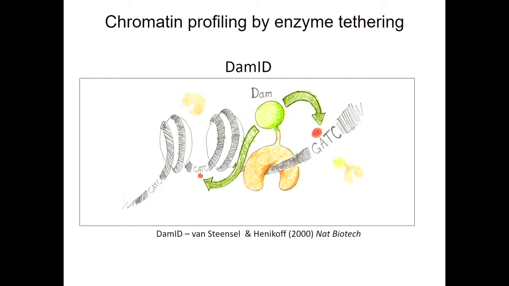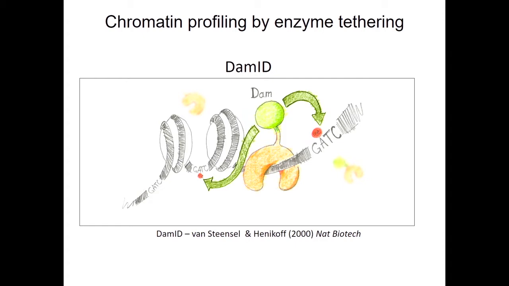And then you can map where your factor is, not by trying to fish out this piece of DNA, but by mapping where the methylation occurs in the genome. Okay? And it's an example of a tethered system to look to see where your factor is localized. Now that worked very well, actually.